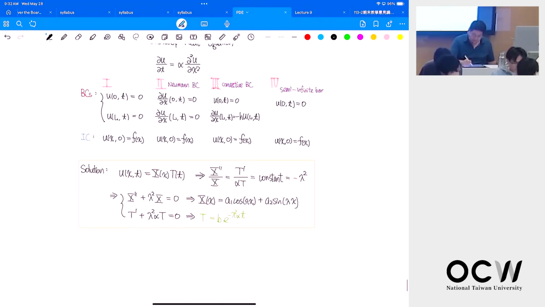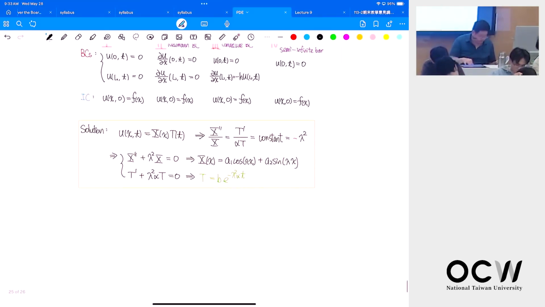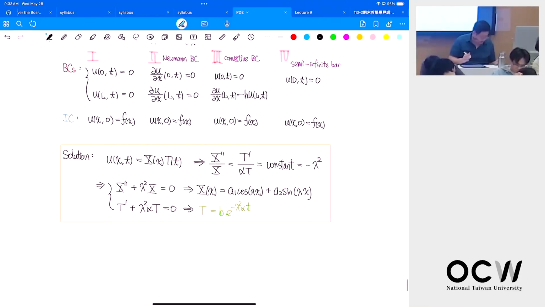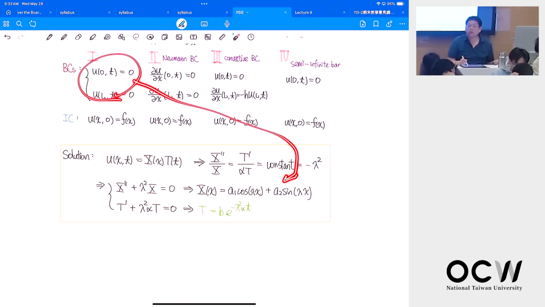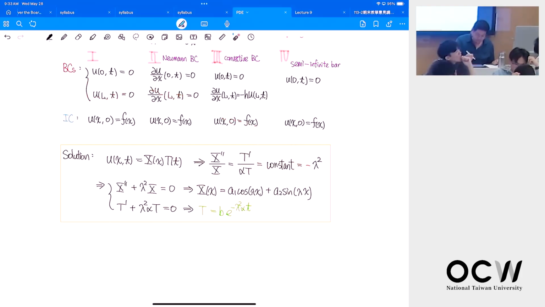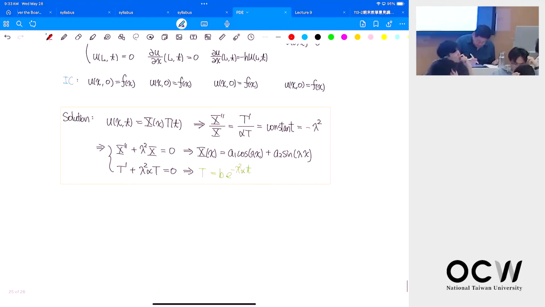Then once we have a solution, how do I determine those coefficients? Using the boundary conditions and initial condition. We always deal with the boundary condition first to check A1 and A2. So for the boundary condition in the first type, which one will be 0, A1 or A2? When we plug in the boundary condition, x equals 0 equals 0, A2 equals 0, or A1 equals 0? A1. So here, for the first type, A1 is 0.